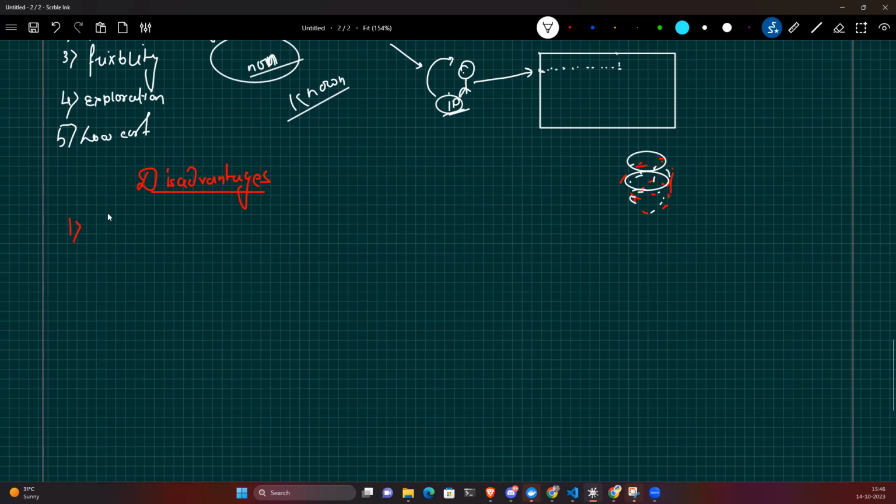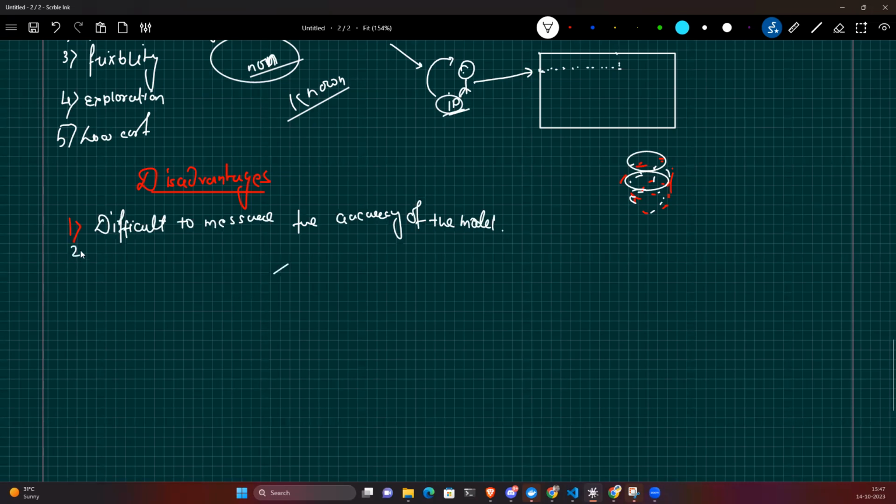So number one disadvantage is that it is difficult to measure the accuracy of the model.